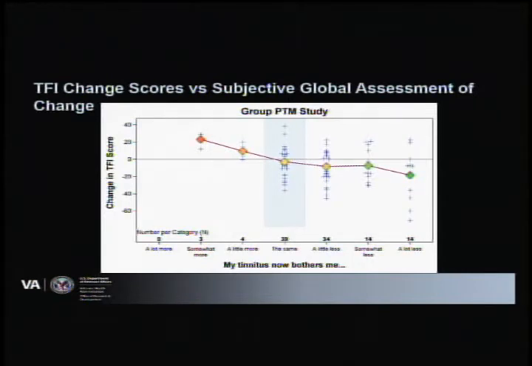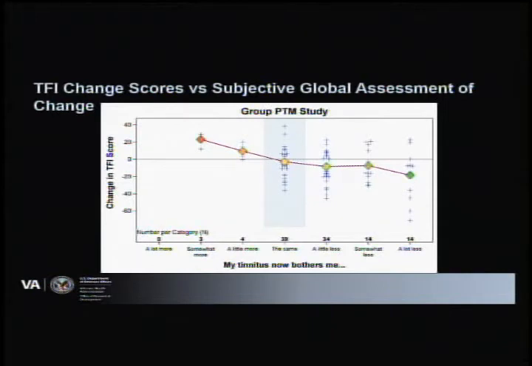If the number is positive, if it goes up into the 20, 30, 40, that means they're more bothered by their tinnitus, they're doing worse than they were before. And if the score goes down, that means they're less bothered than they were before. And now let's look at the bottom, the horizontal axis where it says my tinnitus now bothers me.